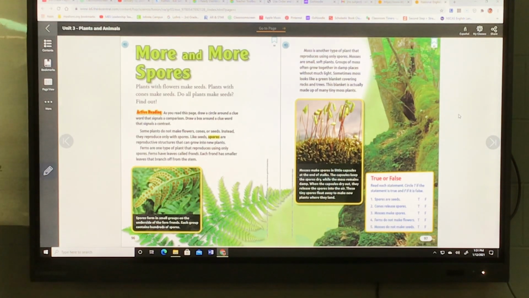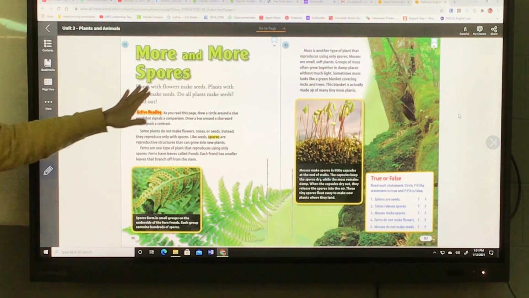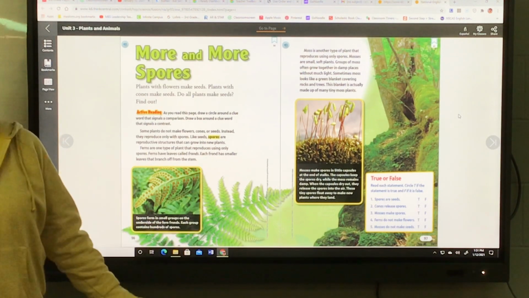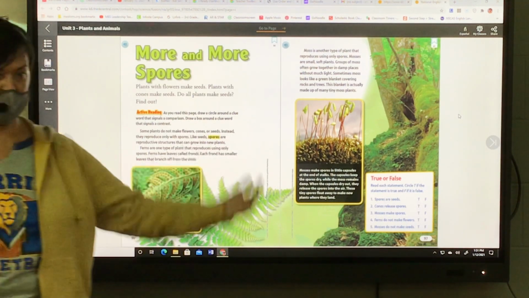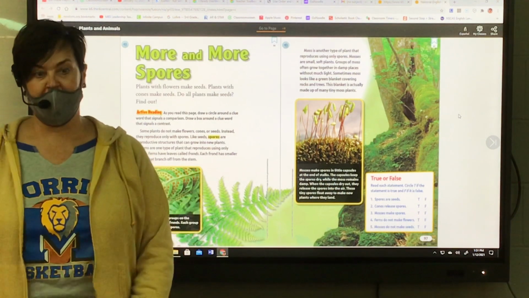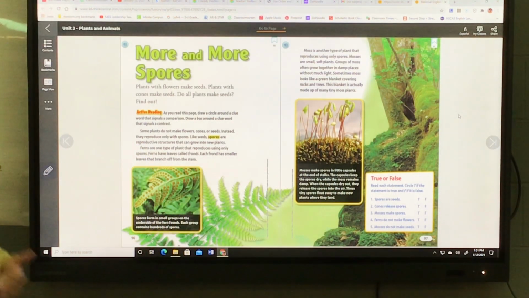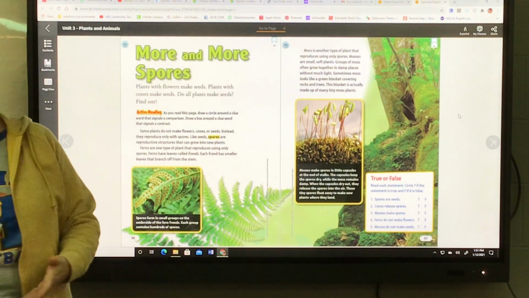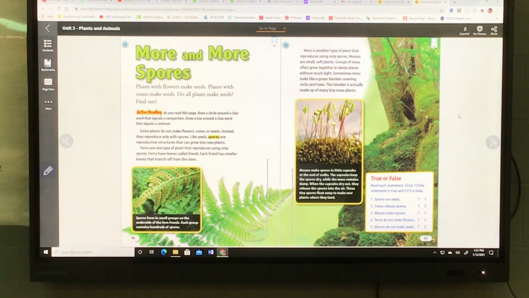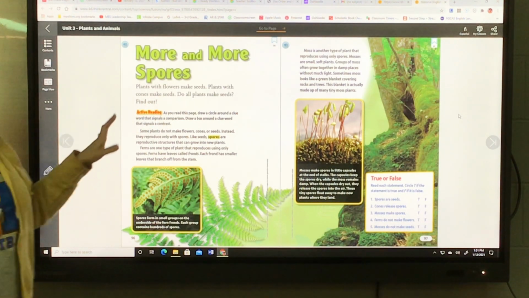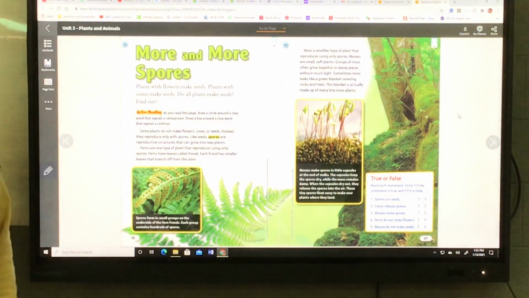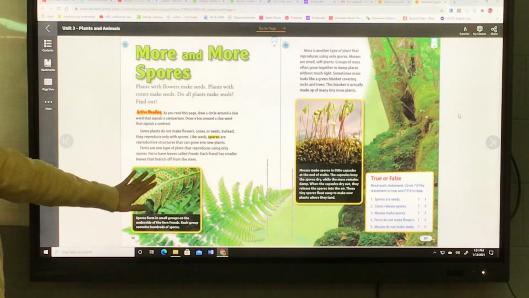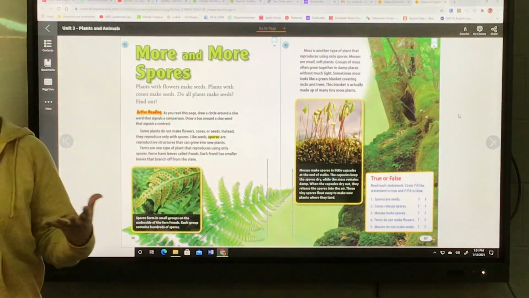Spores. So plants with flowers make seeds. We know that. And then those seeds either are planted or they fall back into the ground and they start to grow if they have the right things, like enough water, enough sunlight, the right temperature. Okay, so it says plants with cones make seeds, but do all plants make seeds? We're going to find out more what these spore things are.